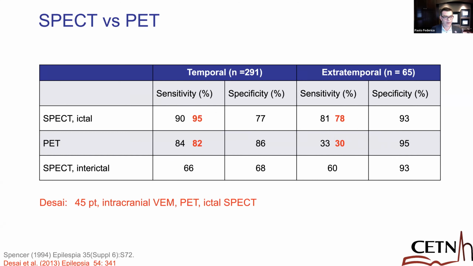So here's another study, a more recent one from 2013, which compared these modalities in 45 patients who had intracranial EEG confirmation of the seizure onset zone, who also had PET and ictal SPECT. And again, the numbers were quite similar, 95% sensitivity for ictal SPECT versus 82 for PET, and then 78 for ictal SPECT versus 30% for PET.